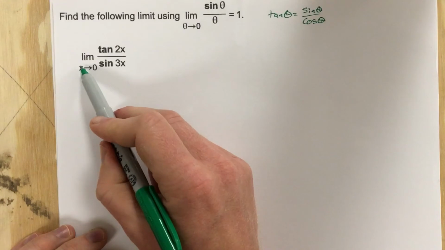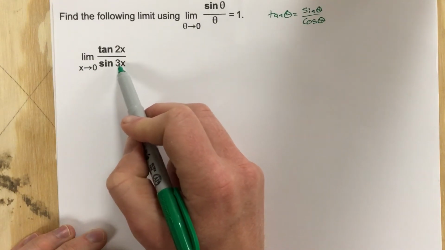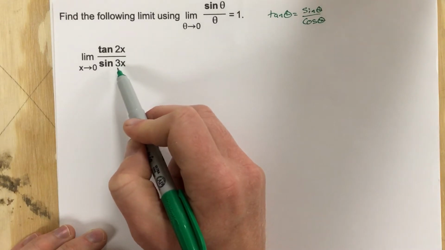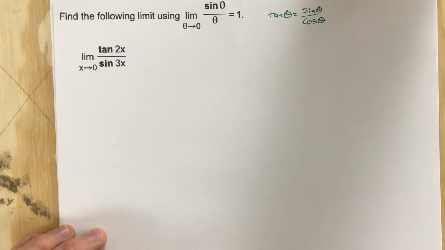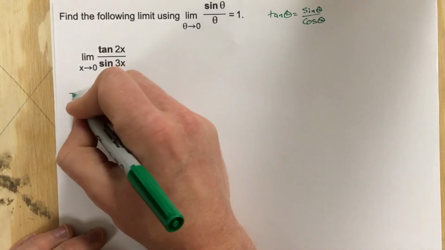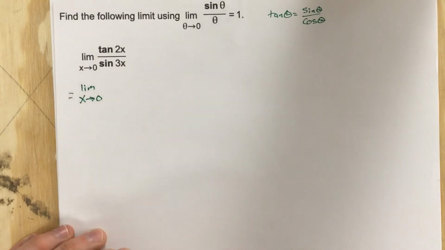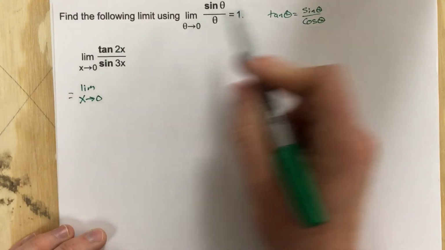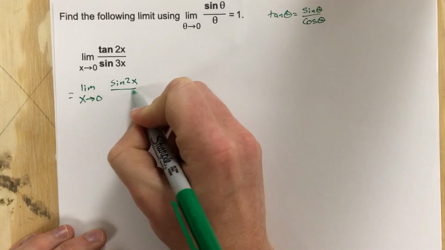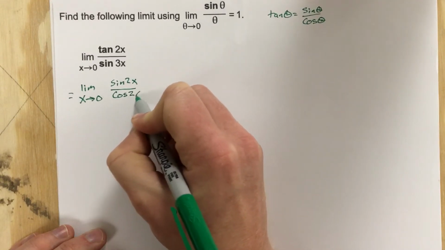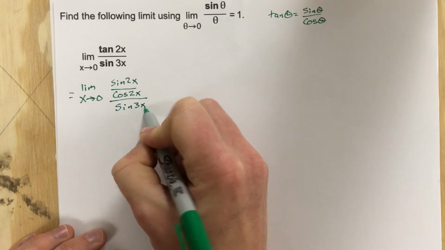And by the way, before I start, I should have said that when I plug in the 0 for x, sine of 3 times 0 is sine of 0, and sine of 0 is 0, and we can't divide by 0, so that's why we have to do these manipulations. So this would be equal to the limit as x approaches 0. I'm going to replace tan 2x with sine 2x over cosine 2x, and that's over sine of 3x.